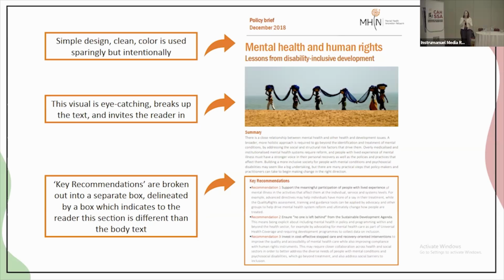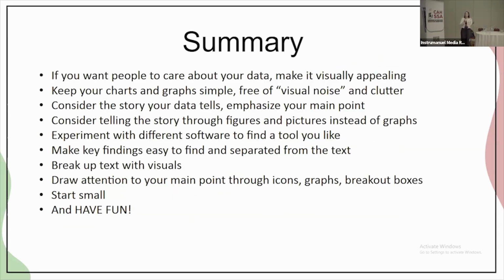So in summary, if you want people to care about your data, you need to make it visually appealing. Keep your charts and graphs simple. Just think of visual noise. How do I clear this of visual noise? Consider the story your data tells and emphasize your main point. And using color is a great way to do that.